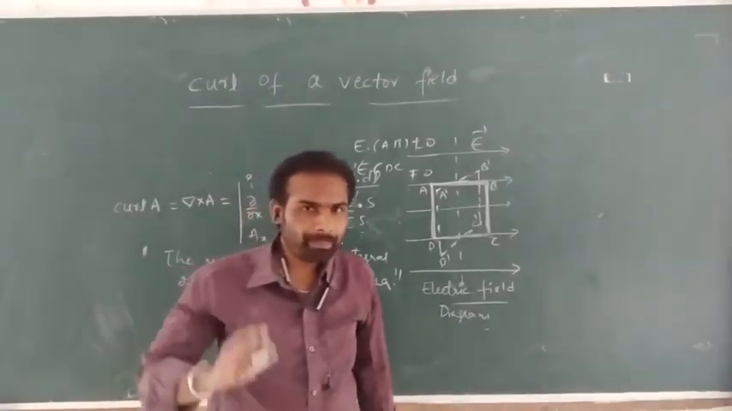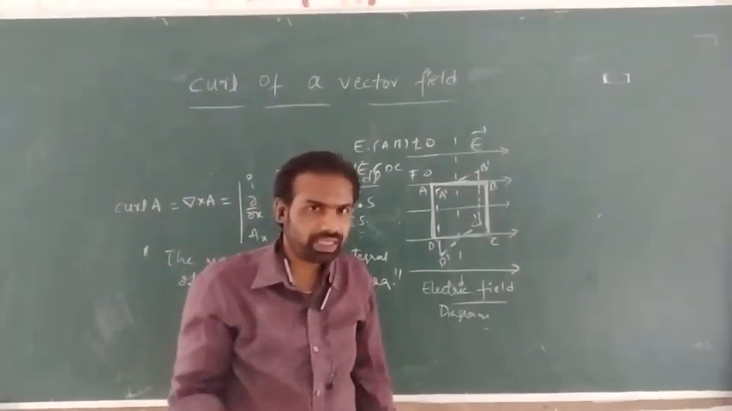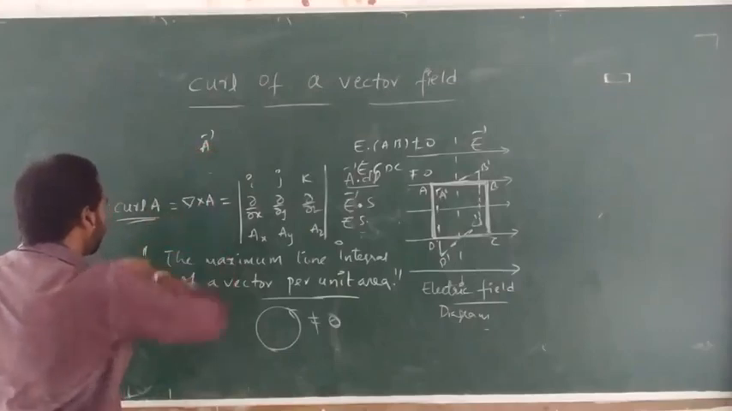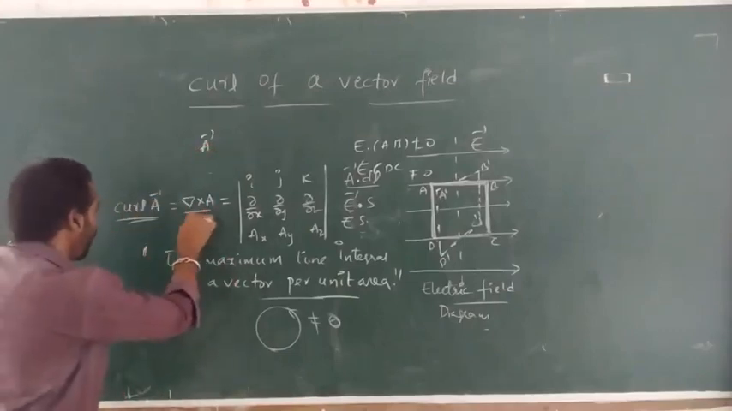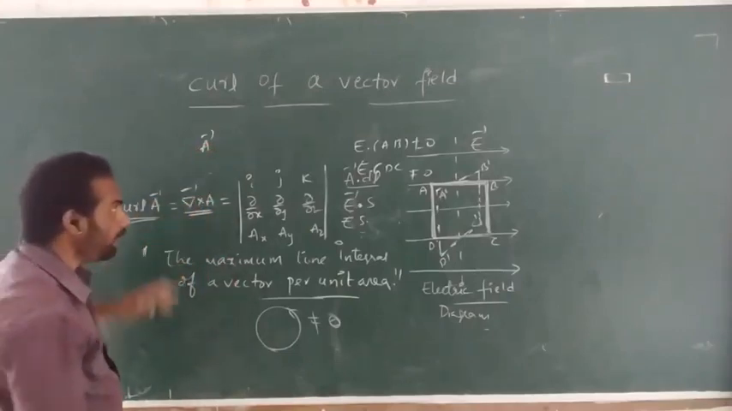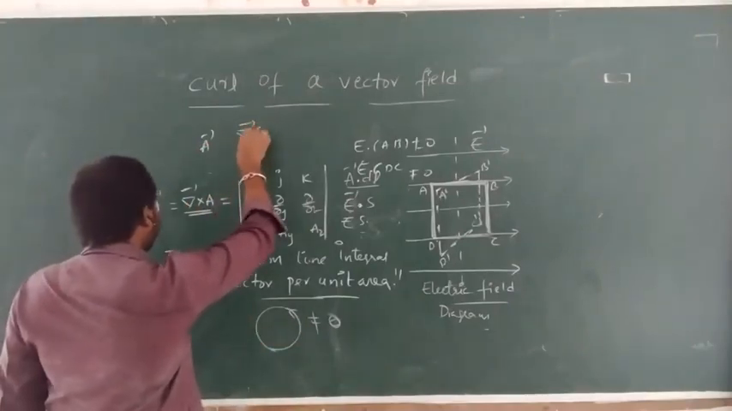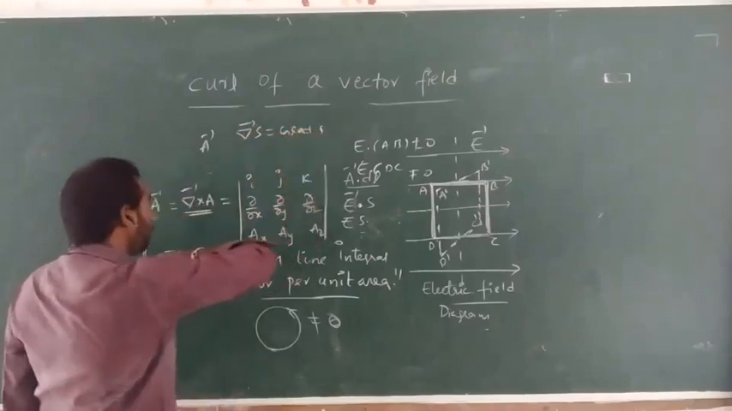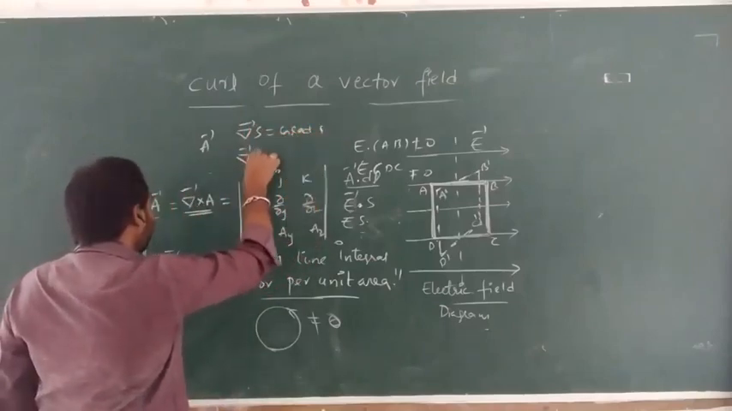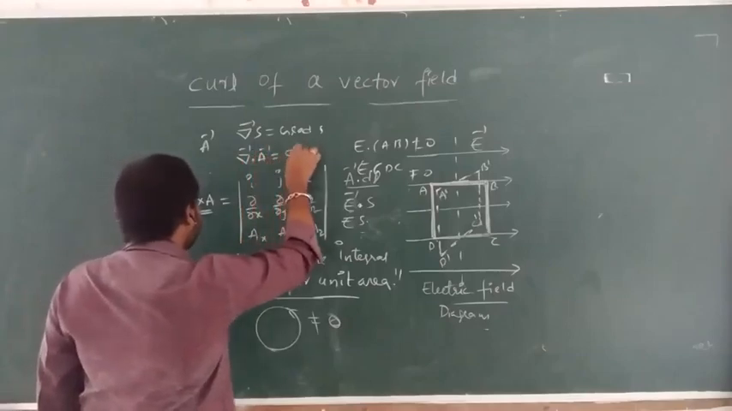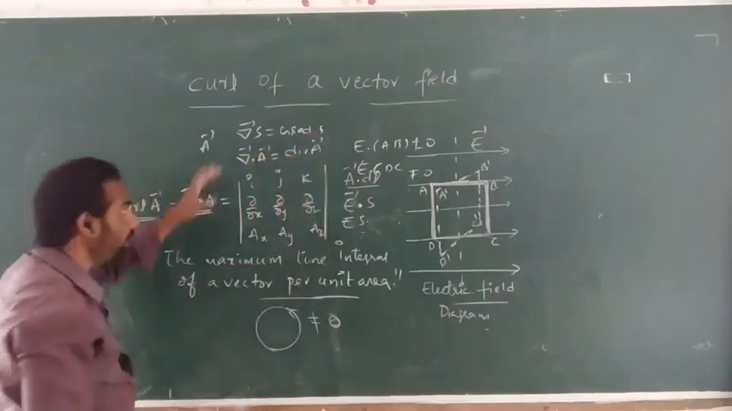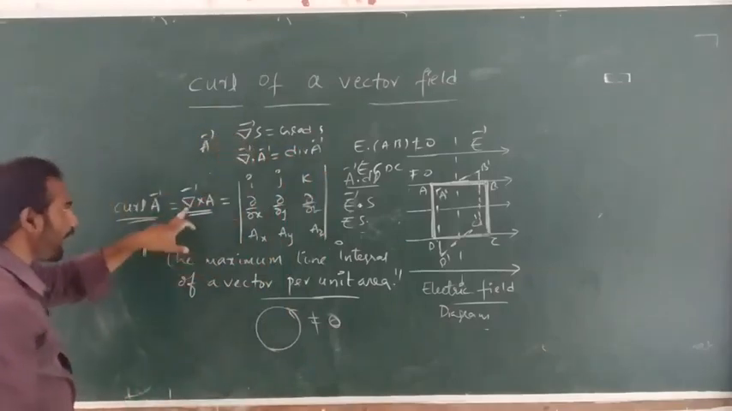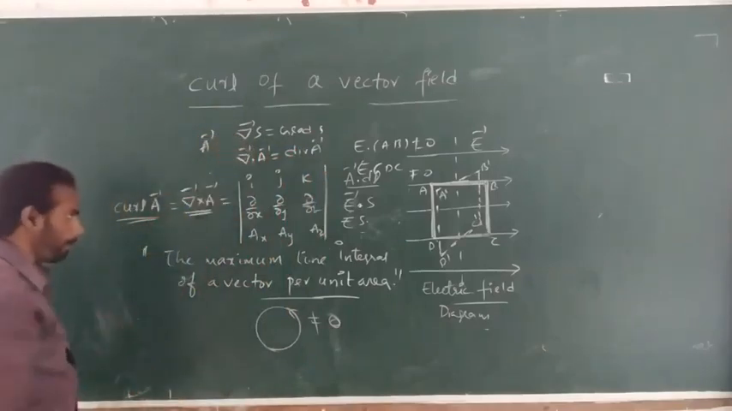Now, how can we show this mathematically? Simply, curl of a vector field. If A bar is a vector, curl A bar is equal to del bar cross A bar. Del bar on a scalar field is the gradient, grad S. Del bar dot A bar is the divergence of a vector field. Already we saw these two things. Now we have del bar cross A bar.